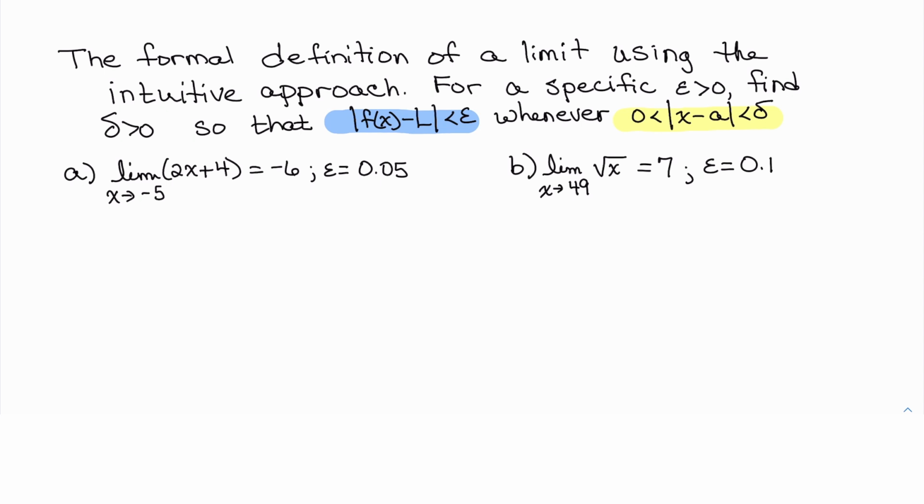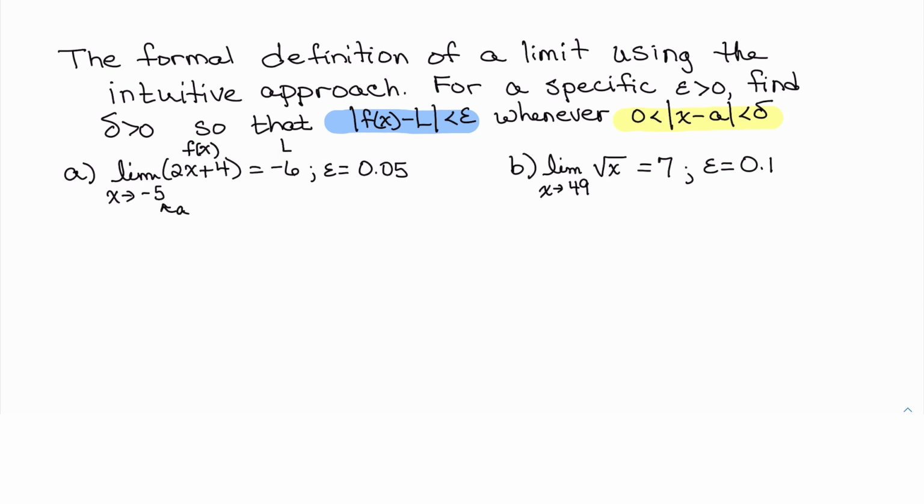The function that we're talking about is 2x plus 4, which is a linear function. Now just to make sure that we understand each of the pieces of this, our function f of x is what you're taking the limit of. What that whole limit is equal to, that's your L. And the value that x is approaching, that is your a.